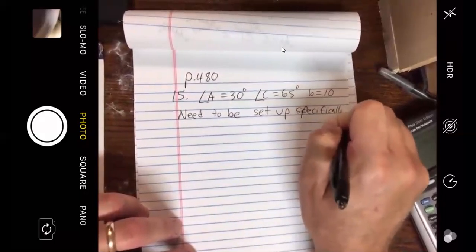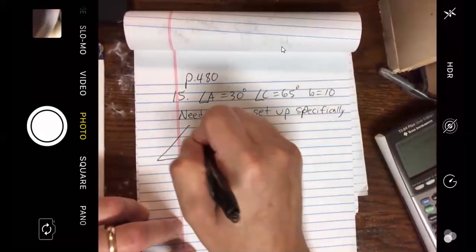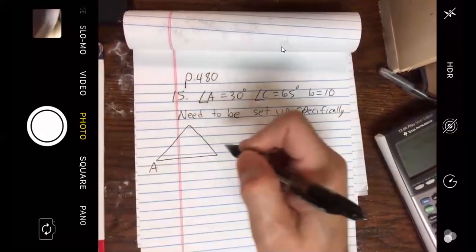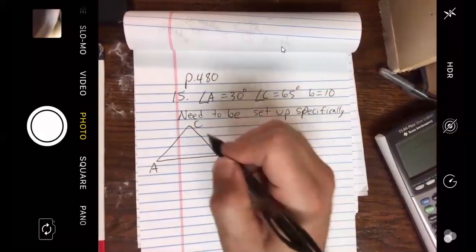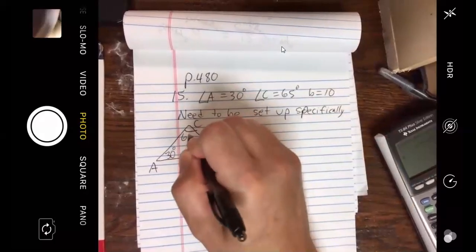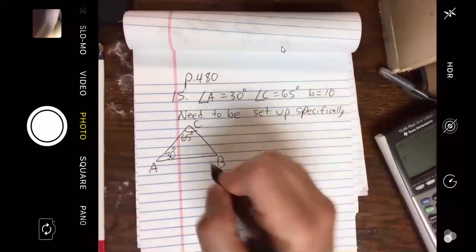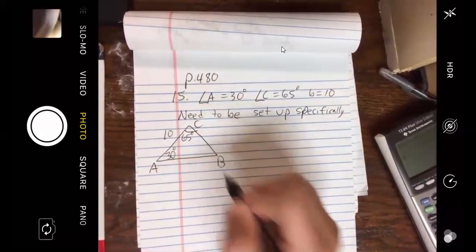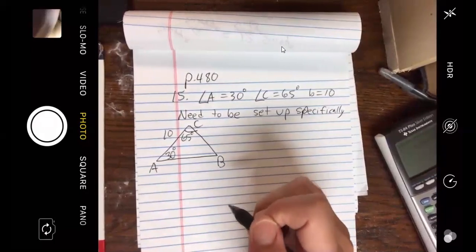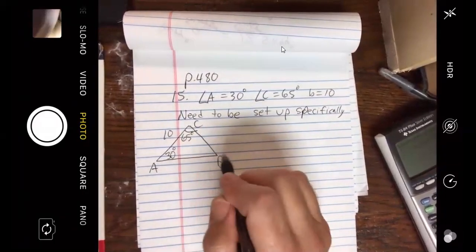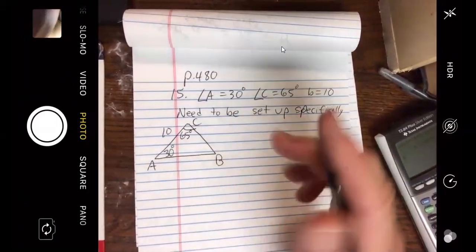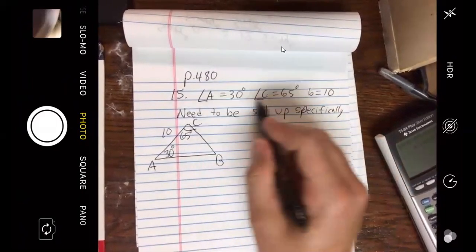You can't really just throw the numbers randomly around the triangle. So I'm going to use their convention, the A, B, and C there. Call this 30 degrees for angle A, call this 65 for angle C, and the little b, 10, I'm going to put opposite big B. You just can't randomly throw the numbers in on the triangle and start writing down an equation and hope to get the right answer. It needs to be set up by their conventions.